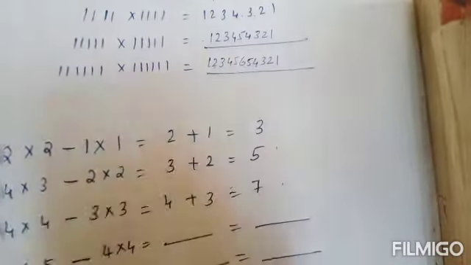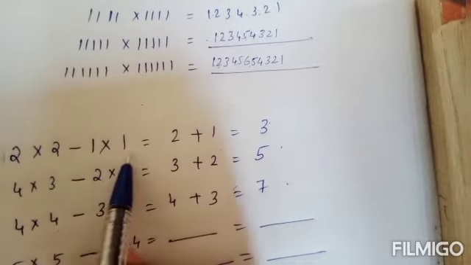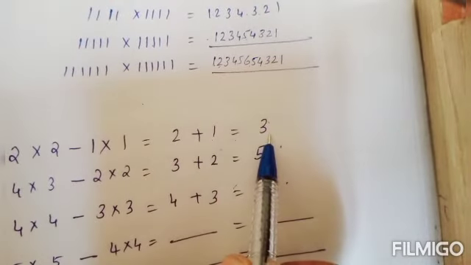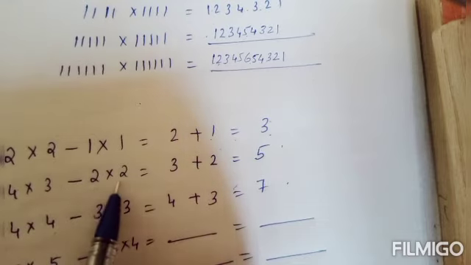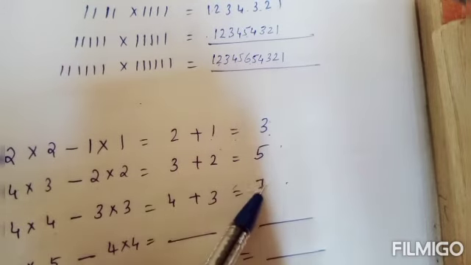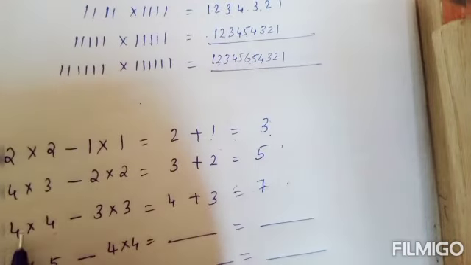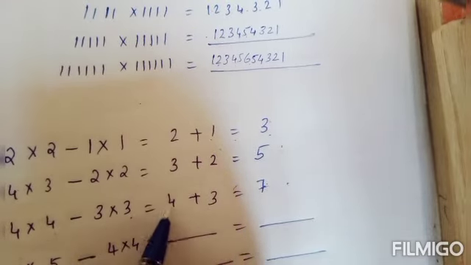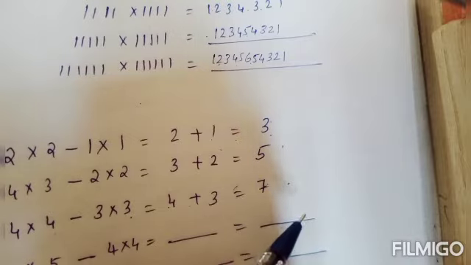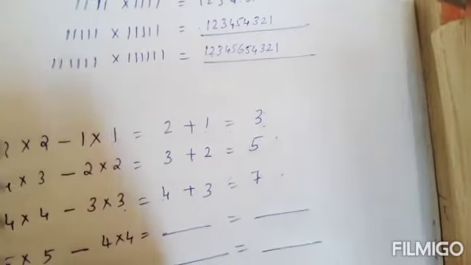Next C: 2 into 2 minus 1 into 1, it is 2 plus 1 equal to 3. Then 4 into 3 minus 2 into 2, it is 3 plus 2 equal to 5. Next 4 into 4 minus 3 into 3, it will be 4 plus 3, you will get 7. Here there is a mistake.